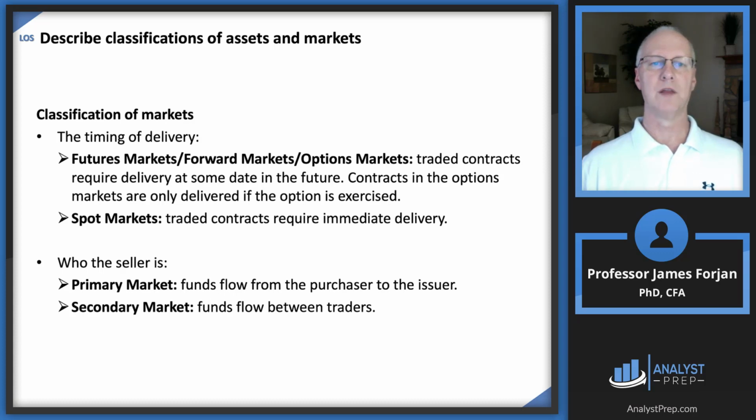All right, let's classify the markets based on timing of delivery. Let's start with the spot market, which is the market that we almost always operate in as consumers. When we go to the food store, that's really the spot market. We buy a pound of potatoes and we pay for it, and we get to take them home today. So think of a spot market as any kind of a contract in which there is immediate delivery.